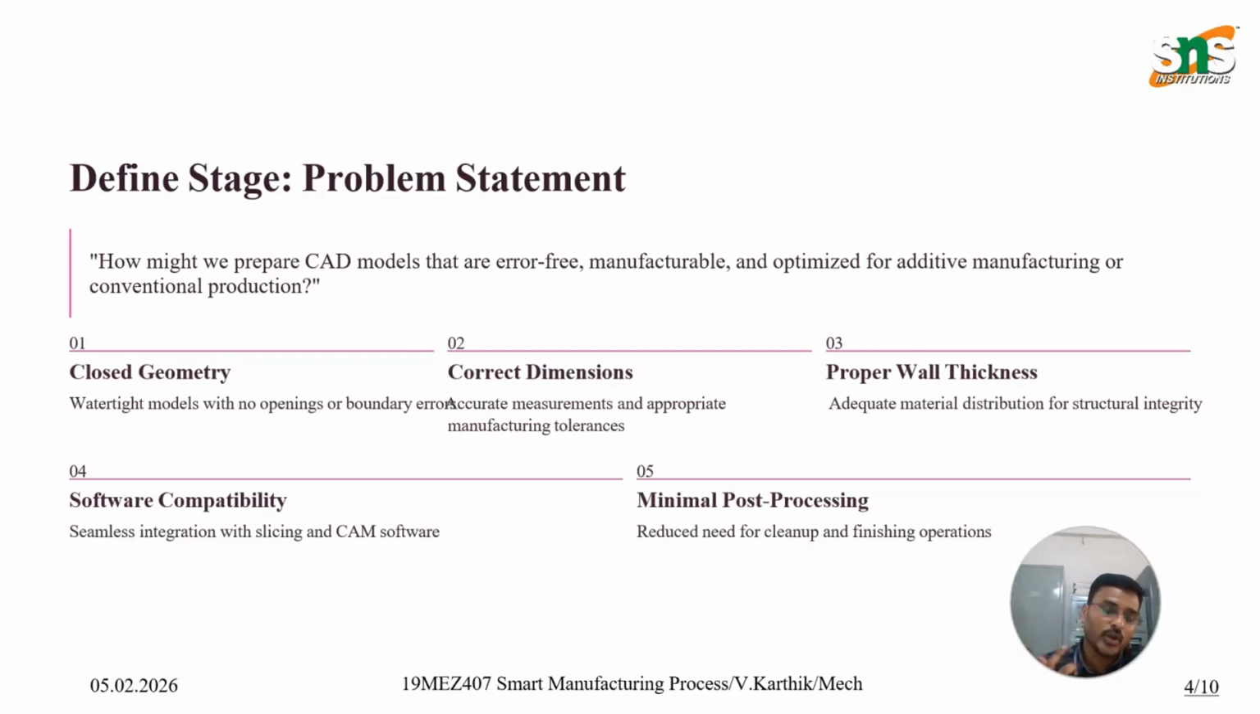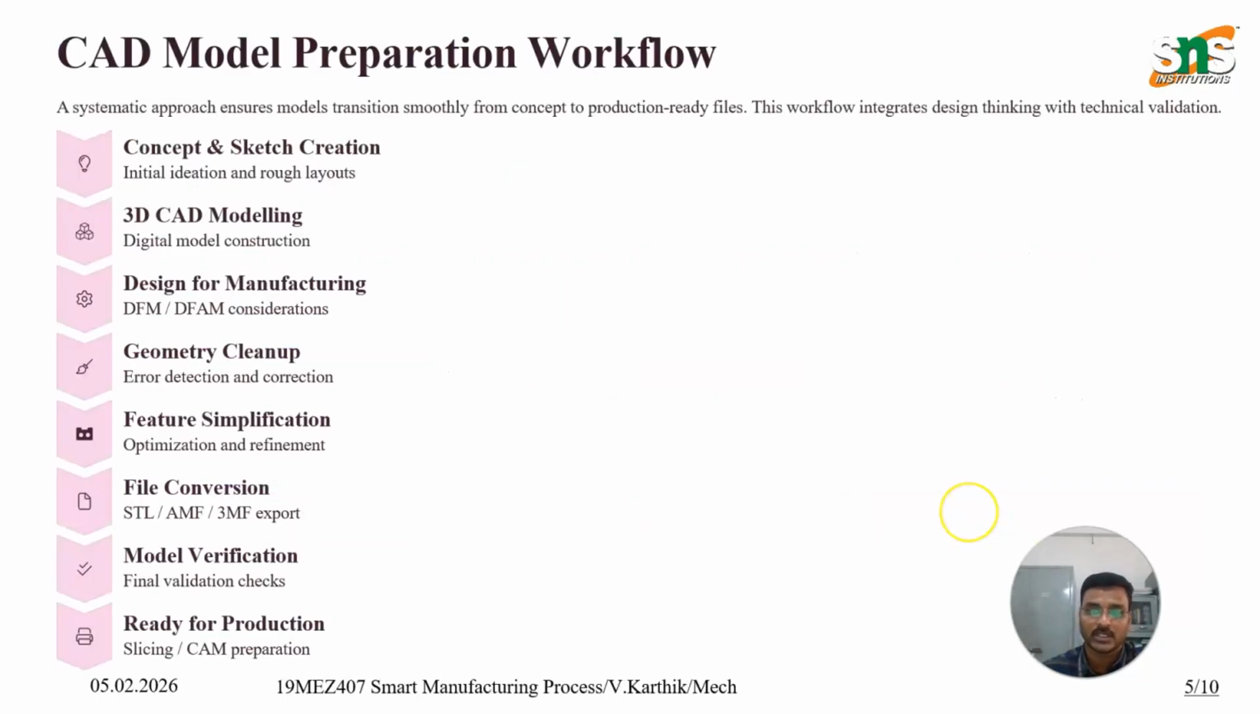the design we are going to make, and then the thickness, I mean surface thickness, which gives the structural integrity of the product which we are making. Then the software mainly used in manufacturing gives seamless integration with slicing and CAM software, which helps make the designs very accurate. Minimal post-processing reduces the need for cleaning and finishing operations. This is about the problem statement stage.